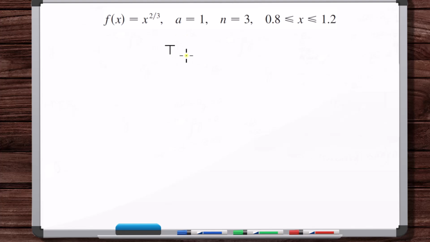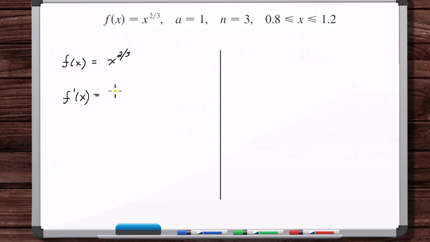So, okay, to do this, we start by going through the same process that we would do if we were making the actual Taylor series. We've got 2 columns. In the left column, we're going to write the function and its derivatives. So x to the 2/3. Now f prime of x is 2/3 x to the 2/3 minus 1, and 2/3 minus 3 over 3 is minus 1/3.